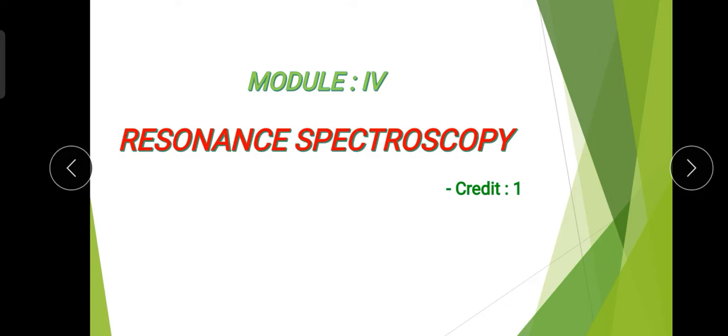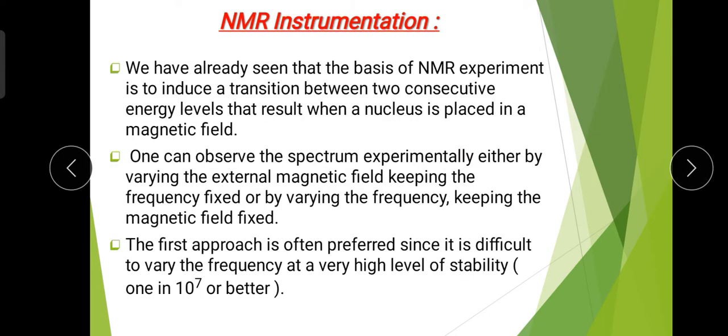Now in this lecture we will discuss NMR instrumentation. NMR instrumentation consists of an NMR spectrometer. Like an ESR spectrometer, there is an NMR spectrometer. It has different parts, so in this video we will study it.